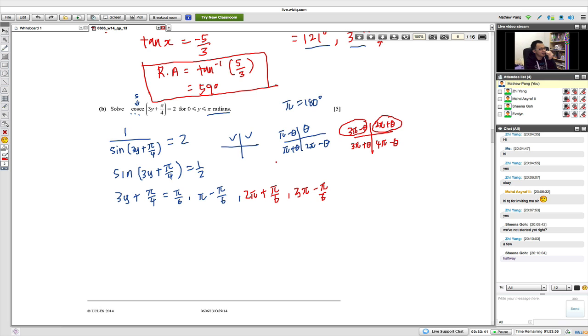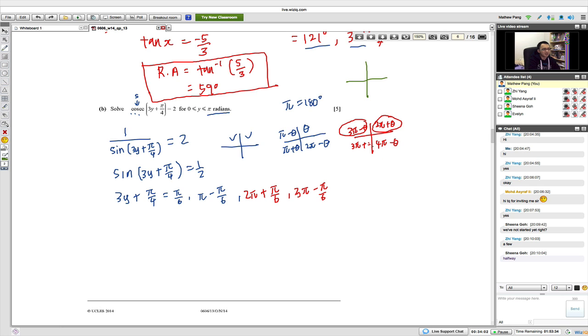Because the answer says 0 to pi, right? So this one later I divide by 3, I think it's still within 0 to pi. So I try to rotate one more round, see what will happen. So I use green color maybe. For the third round, you will have something like this. This is the third round.